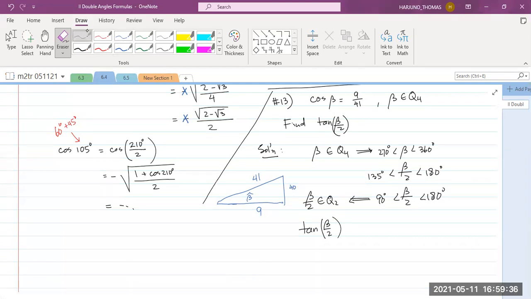Now, coming back here. From there we see sine, actually I need cosine, no, I have the cosine. I need the sine, that's right. I have the cosine, I need the sine. So sine beta will be 40 over 41, but beta is in quadrant 4, so sine beta should be negative.